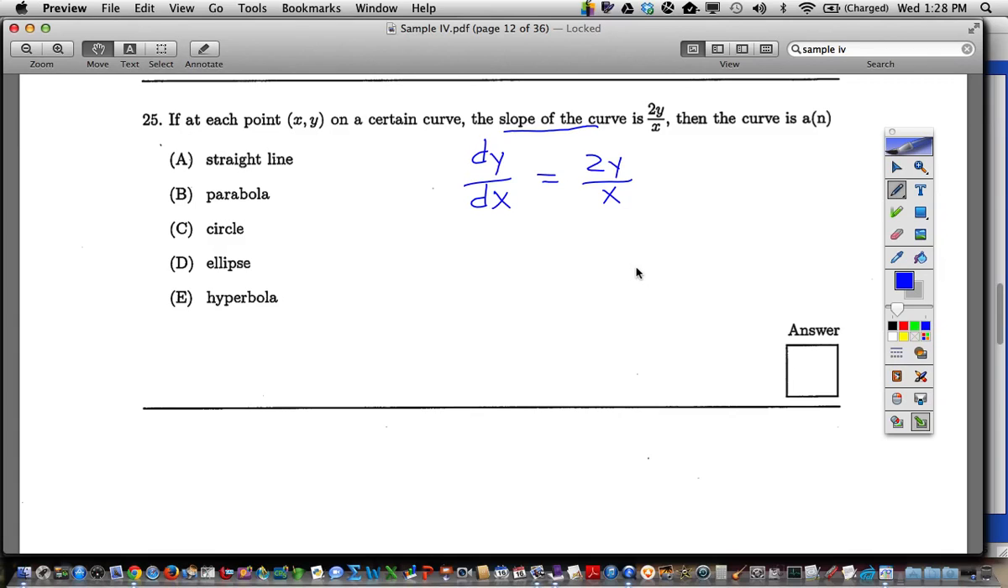Now the question is this. Once we solve this as a y equals, we should be able to recognize what type of a curve it is. So why don't you go ahead and do that one. And then we'll check it, and then I'll give you the homework.